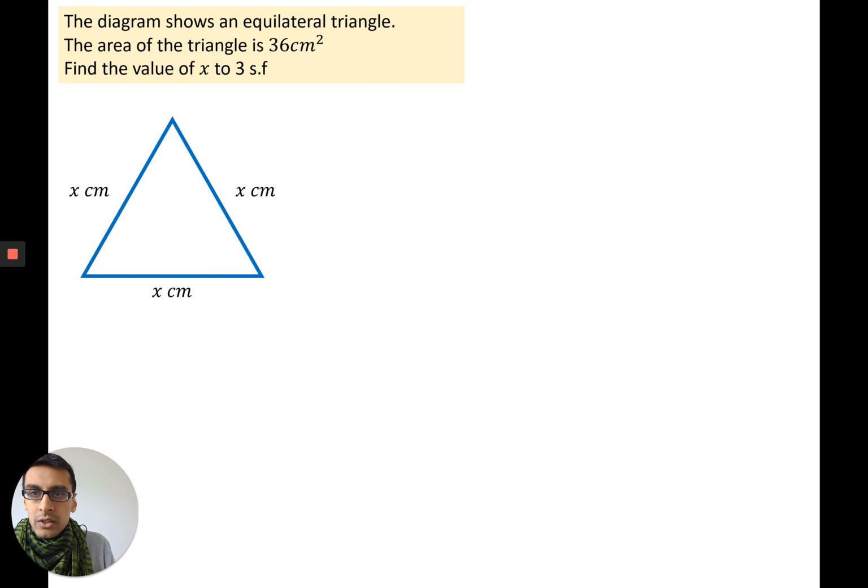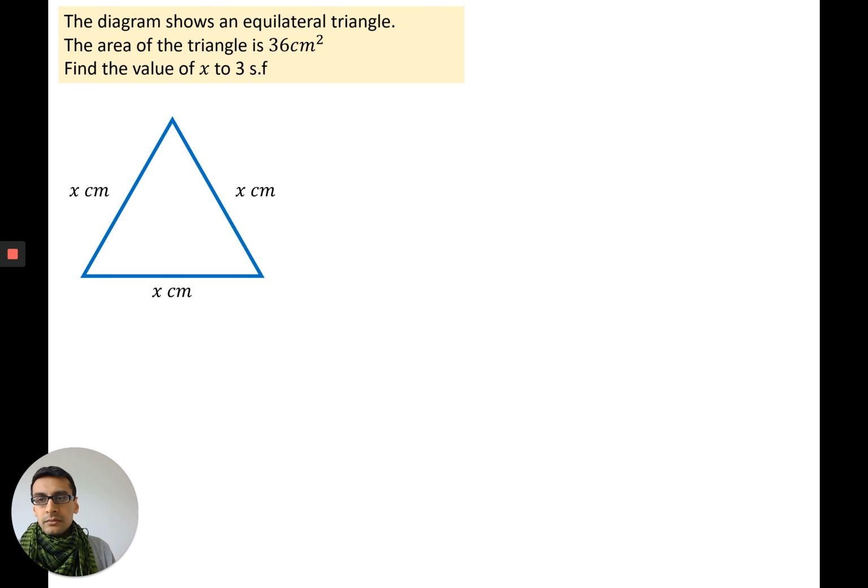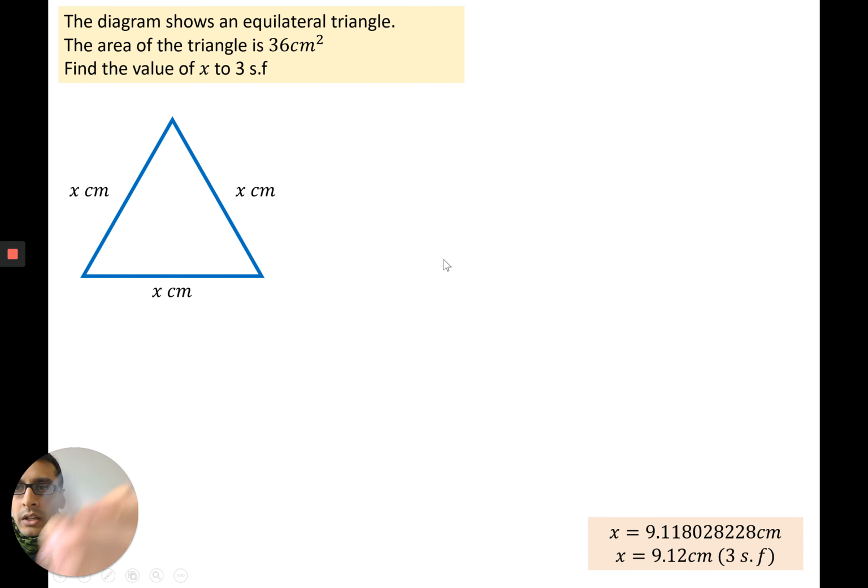And one last question, have a go at this first, and then I will go through it with you. So pause the video here. Okay, to work this out, you're going to need to read the question carefully. You know it's an equilateral triangle, so that has to be 60 degrees.